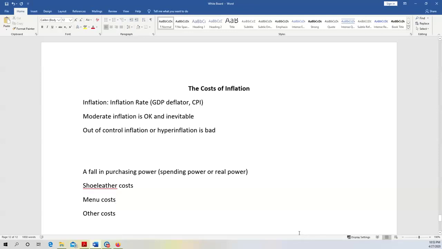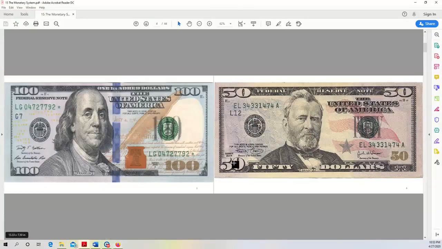The second cause is called the shoe leather cost. If we have out of control inflation or hyperinflation, prices are rising super fast during a short period of time. That means your money is getting less and less valuable. The spending power of your money is declining quickly. Or, on the other hand, we can say prices are rising very quickly.